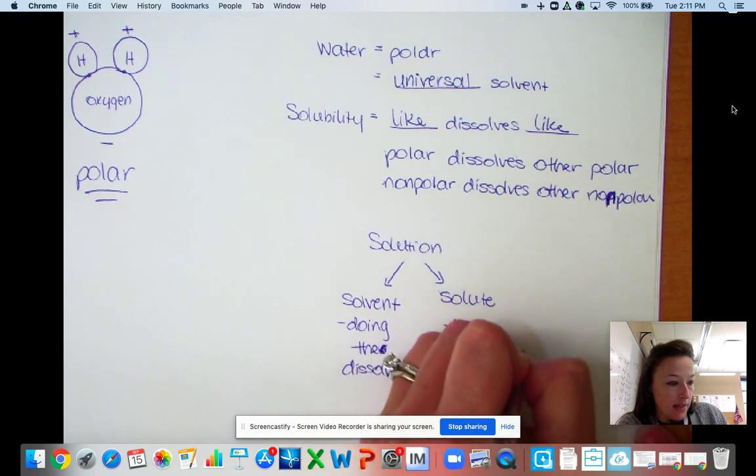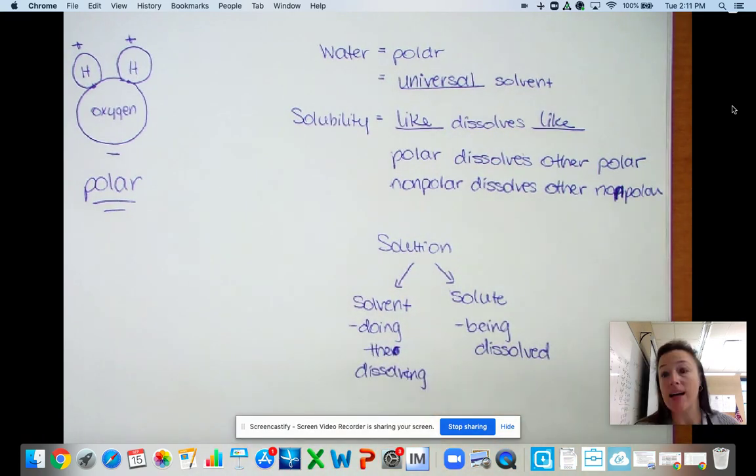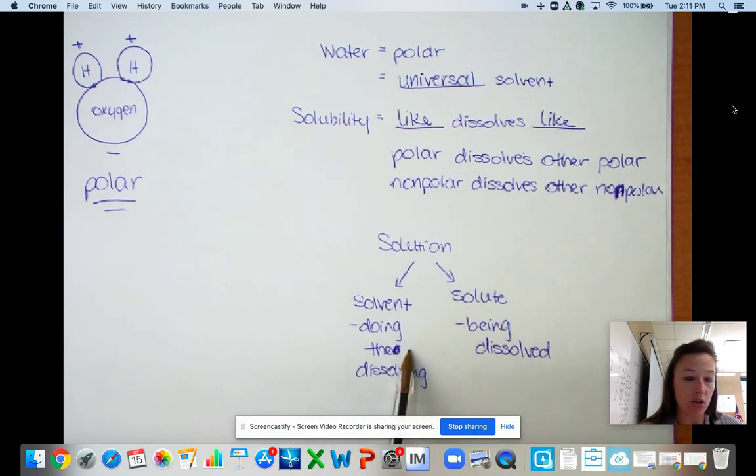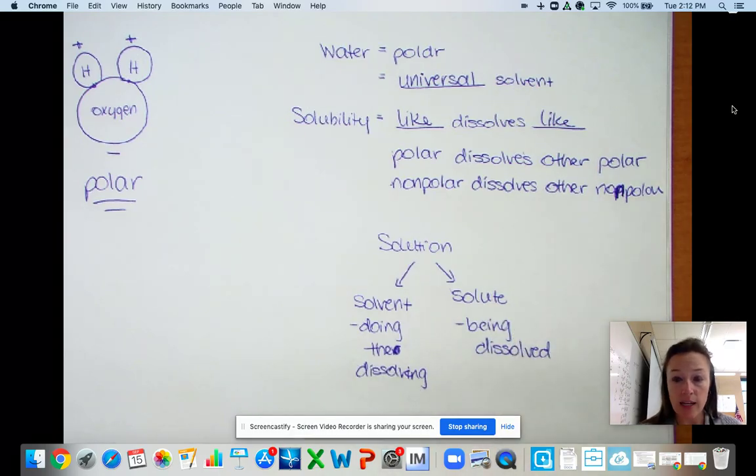If you were mixing carbon dioxide in water, which is what we do when we make carbonated beverages, then the solute would be the carbon dioxide and the solvent would again be water. So it doesn't always have to be a solid and a liquid. It can be a gas and a liquid, or a liquid and another liquid. But the one that is the base that is doing the dissolving is the solvent, and the one that is being dissolved is the solute. And so that is polarity.